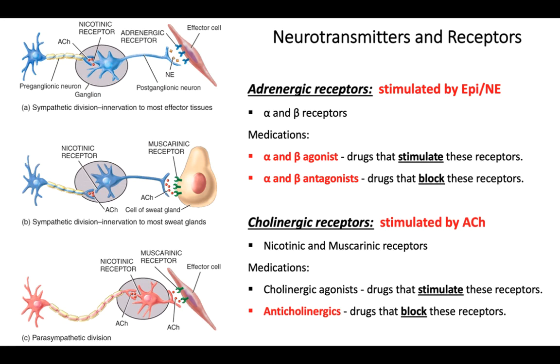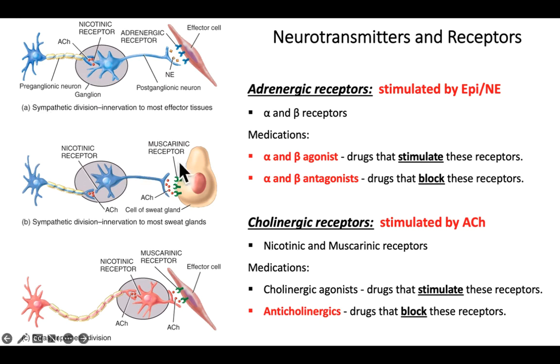If you block a receptor, we call you an antagonist or a blocker. So we've got alpha antagonists or beta antagonists, also called blockers. So these are medications that will block the receptor and prevent epinephrine or norepinephrine from stimulating those receptors.